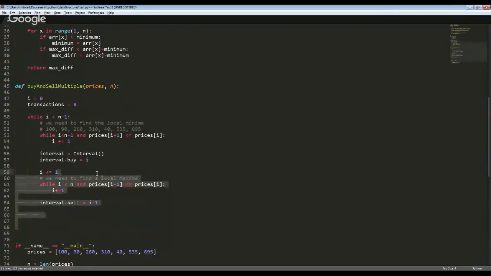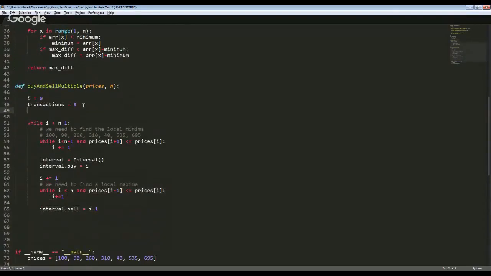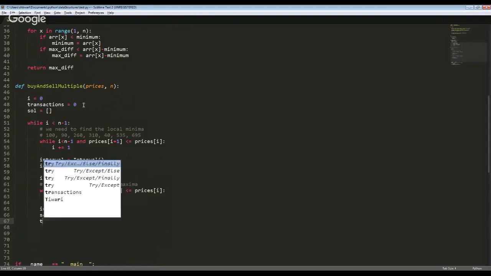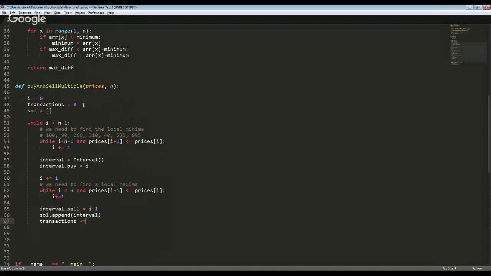To hold the complete transaction, we also need something like a list. In Java, you can have an ArrayList of intervals, right? And then we can store, solution dot, this interval we can append, right? And then one transaction is complete.